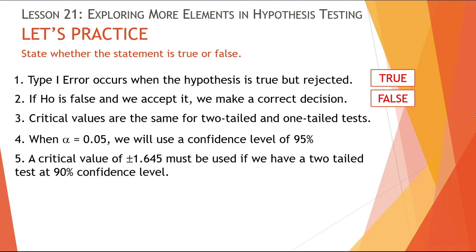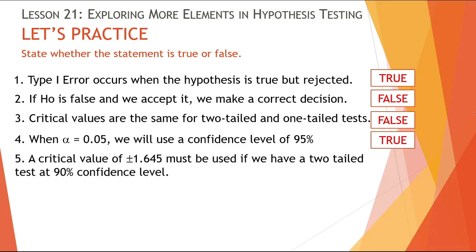Next, critical values are the same for two-tailed and one-tailed test. It is false. Very good. Magkaiba siya, syempre. Kaya, kung mapapansin nyo kanina doon sa table, yung gagamitin nating critical values for two-tailed is different from the one-tailed. Ayan, very good. Next, 4. When alpha is equals to 0.05, we will use a 95% confidence level. Ayan. So, is it true? Yes, it is true.